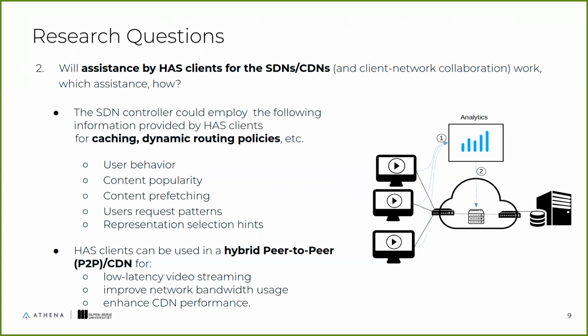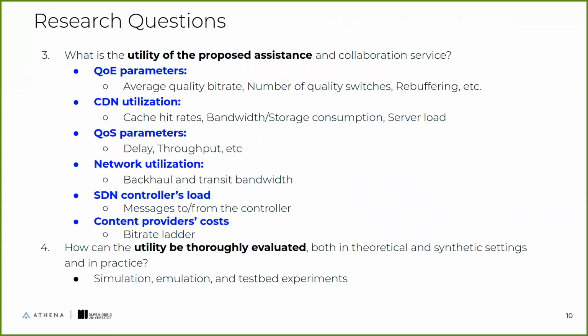improving network bandwidth usage, etc. In the third research question, we want to investigate the utility of the proposed approach by different criteria. For example, QoE parameters, CDN utilization, QoS parameters, network utilization, etc. How can the utility be evaluated, both in theoretical and practical settings? In practice, simulation, emulation, and testbed could be the answer to this research question.